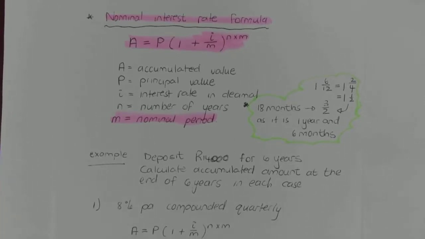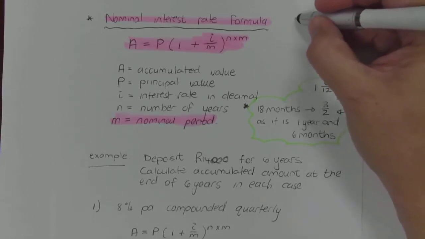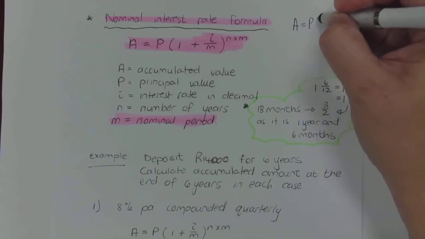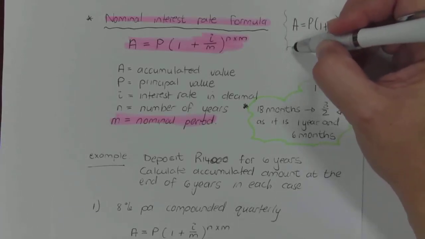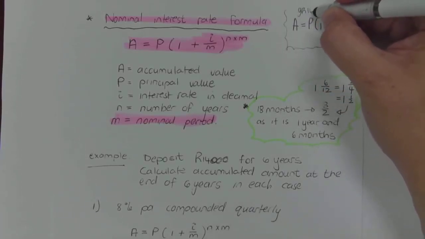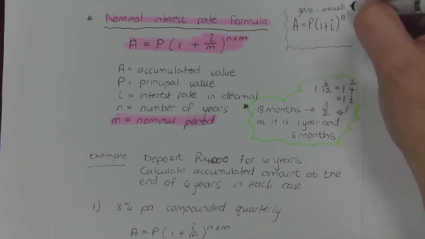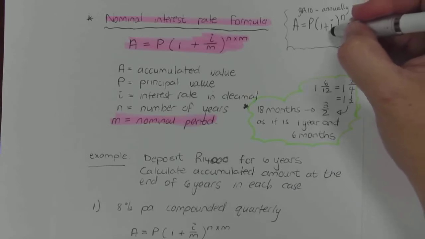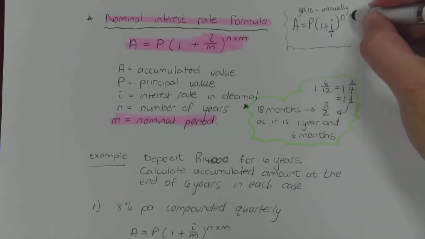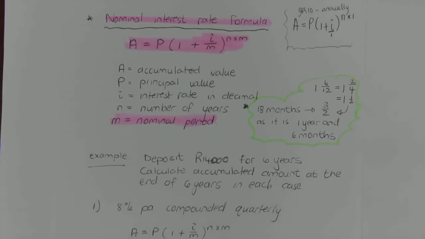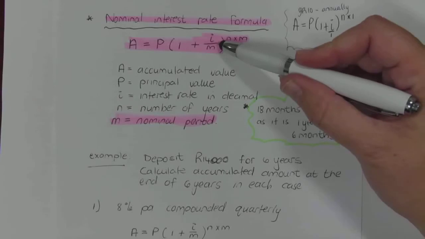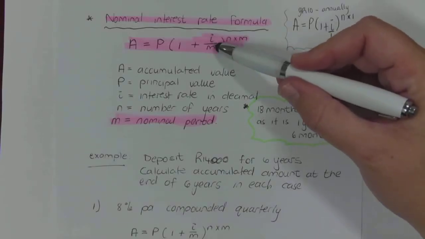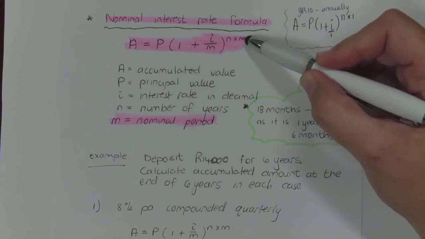So, the nominal interest rate formula. You are used to A = P(1 + i)^n. Right? That was in grade 10. Because in grade 10, you only worked with annually compounded interest, which means it was over 1 and times by 1. Right, so I'm going to use the same formula, but now I'm going to add my different periods. It's very easy. Whatever you divide the interest rate with, you will times the number of years with.